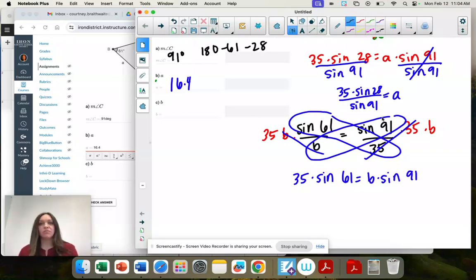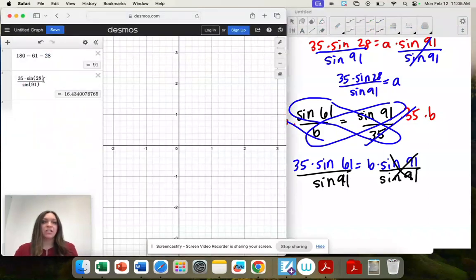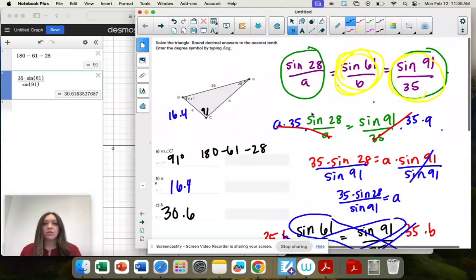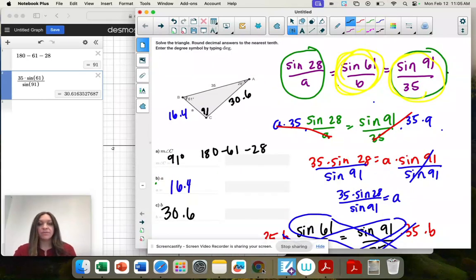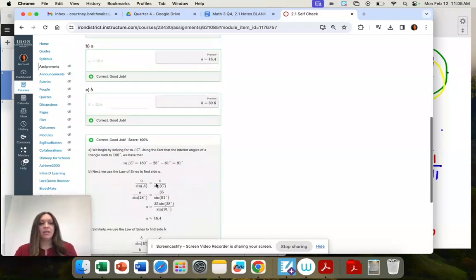And it ends up being just like our last one. We divide both sides by sine of 91. And that's what goes in the calculator for B. So really in our calculator, I just need to change this to 61 and everything else is the same. So rounding to the nearest tenth, it's 30.6. It's just one decimal. And that's a side length, so no degrees. And that makes sense. That looks like that's the right answer. So let's type it in, and there we go.